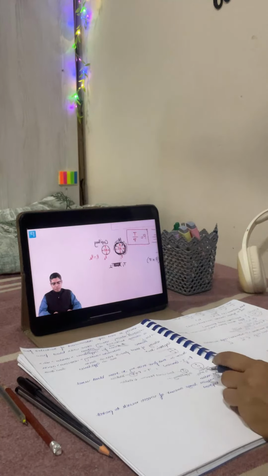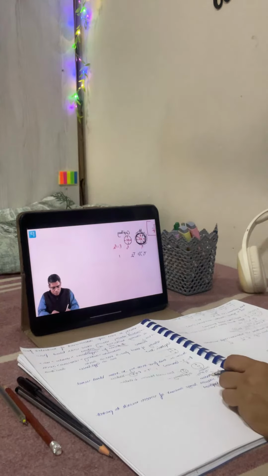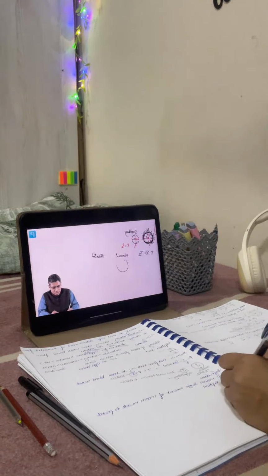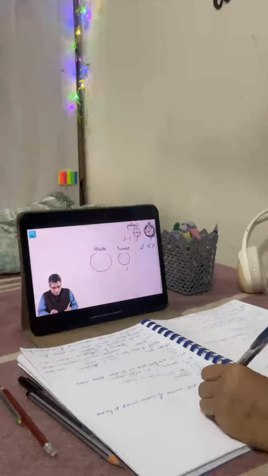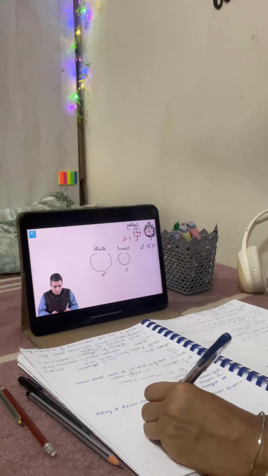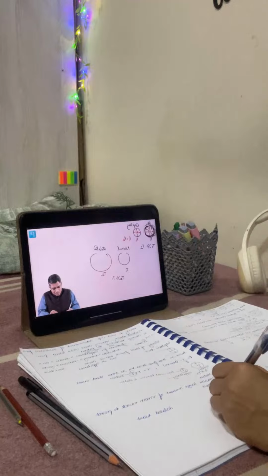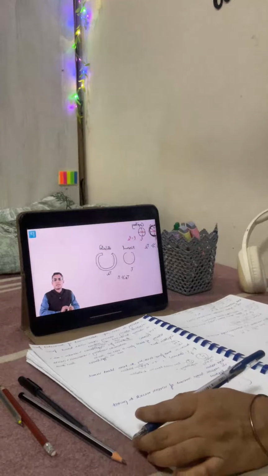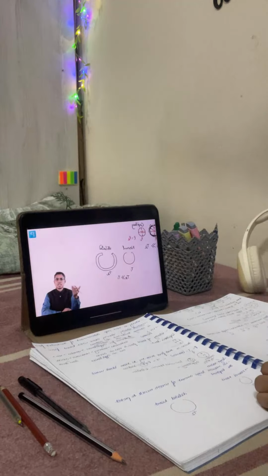Second application of this: suppose a normal heart and a dilated heart, due to heart failure or dilated cardiomyopathy. So one normal heart and one dilated heart, with wall tension T1 and T2. Obviously, in this case T2 will be more than T1, meaning the dilated heart wall tension will be more. And remember, we'll be discussing that more wall tension means the heart muscle will consume more oxygen.